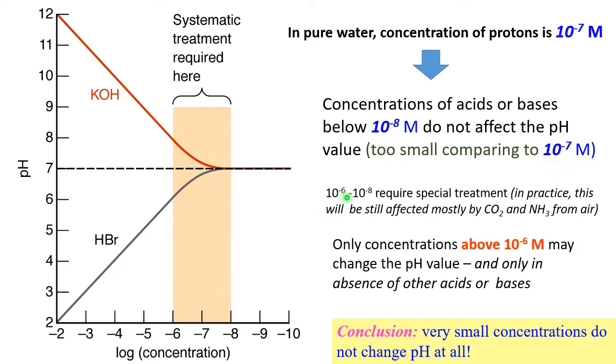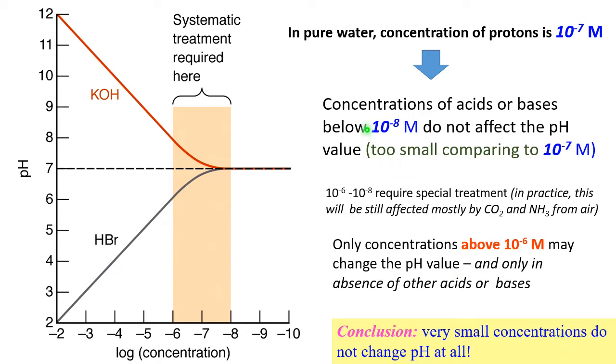Concentrations between 10 to the negative 6 and 10 to the negative 8 require special treatment. In practice, this will be affected mostly by CO2 and ammonia from air. So only concentrations above 10 to the negative 6 molar may change the pH value of solutions in water, and only in the absence of other acids and bases. So conclusion: very small concentrations do not change pH at all.